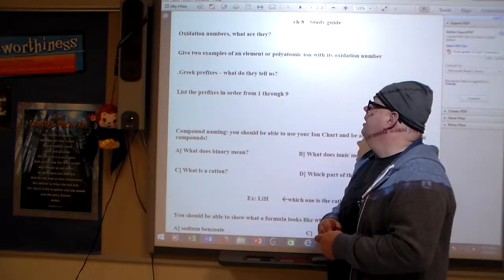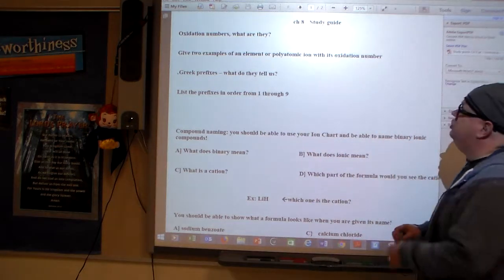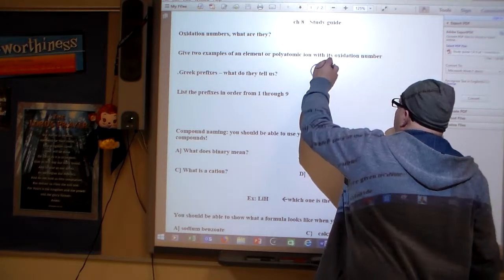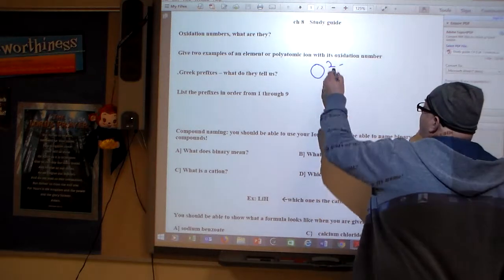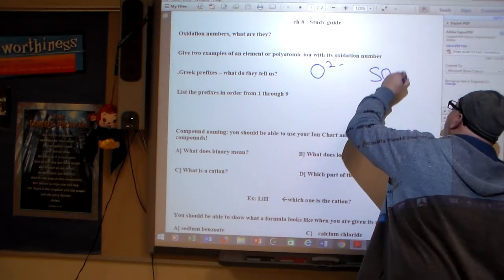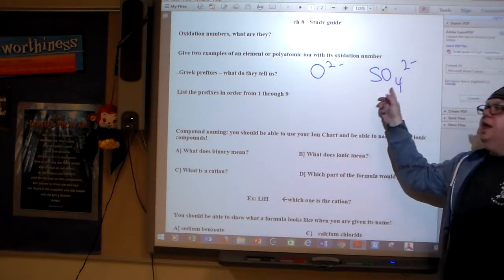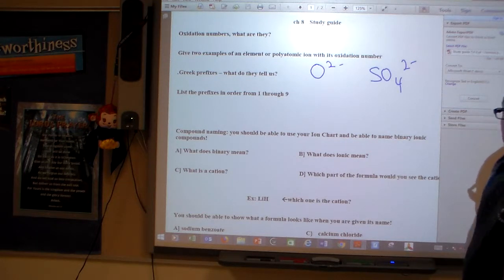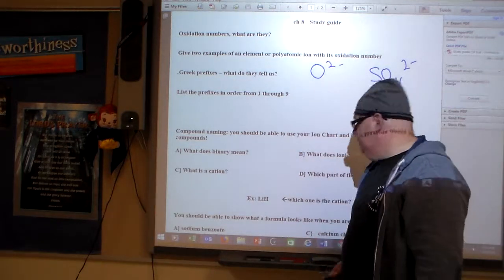All right? Give 2 examples of an element or polyatomic ion with its oxidation number. Okay, so we can do, here's oxygen with a -2 charge to it. That would be an oxide. There's the oxidation number. SO4 is a polyatomic ion because you got more than one atom with a -2 charge, and those are the oxidation number, the charge.